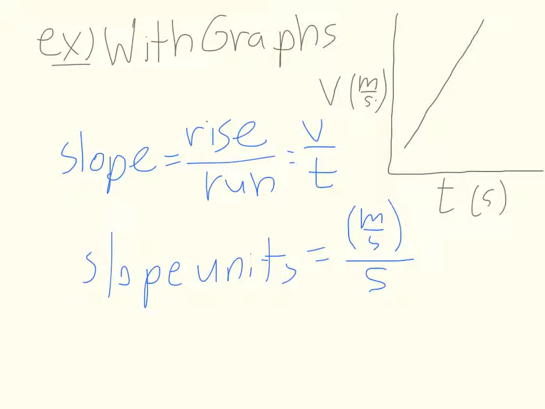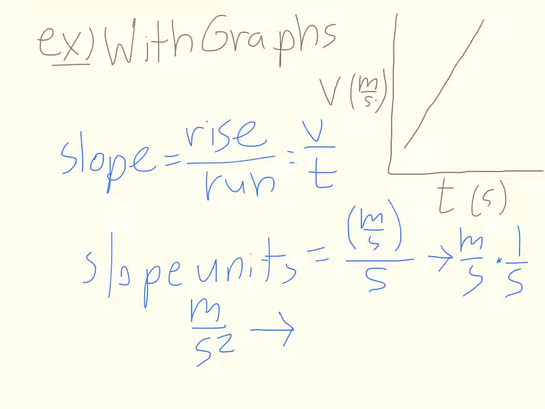And now I'm going to take this and I'm just going to reduce it. So we have meters over seconds, okay, and that's divided by seconds, so this will be the same as multiplying by 1 over seconds. Okay, so it looks like the units for our slope will be meters per second squared. Those are the units for my slope in this case.